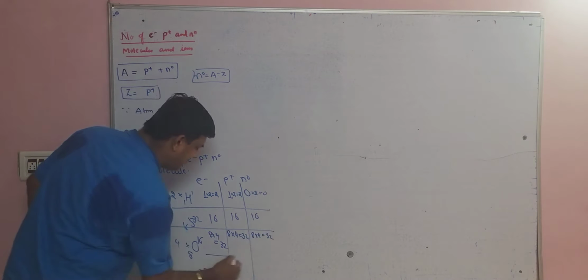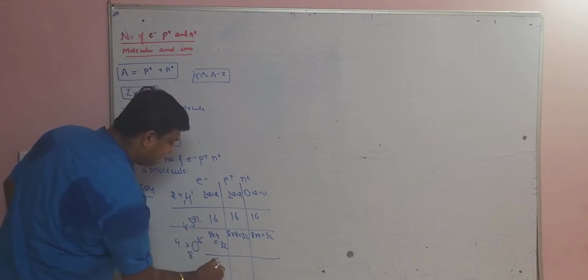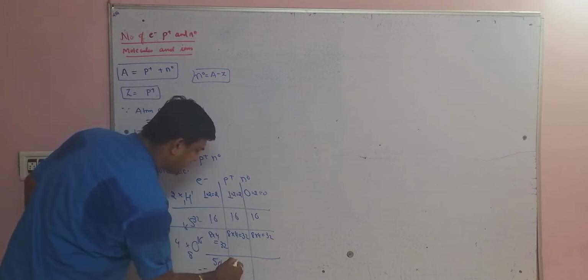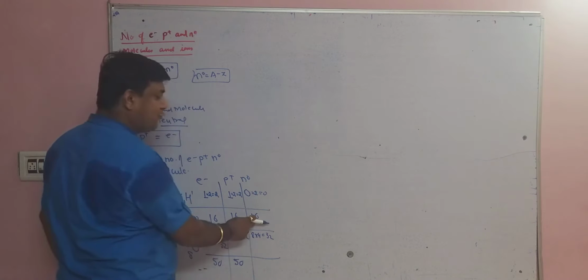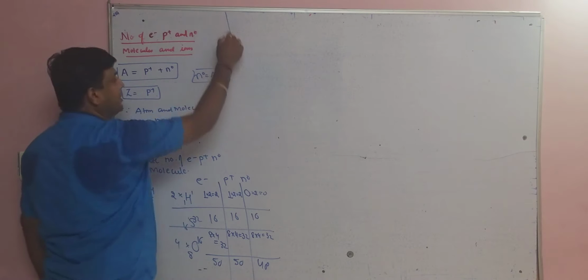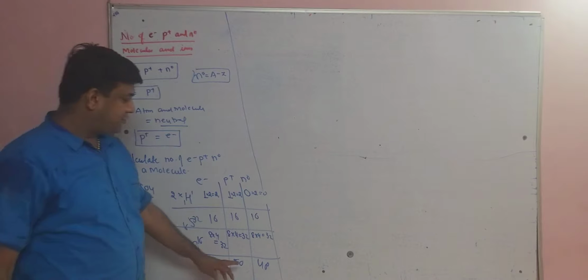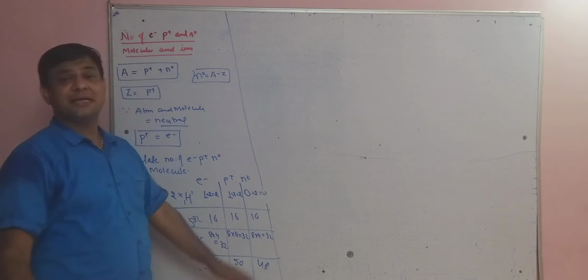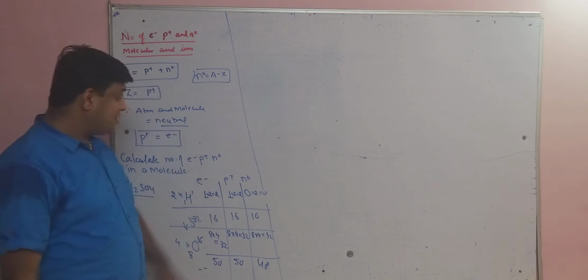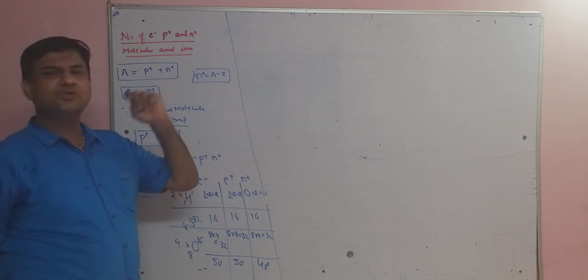If I add up, then what will happen? 32 plus 16 plus 2 is 50 electrons. 32, 16 and 2 is again 50 protons. But 32 and 16 is 48, and 0, so it is 48 neutrons. Means what? In the case of sulfuric acid, we have 50 electrons, 50 protons and 48 neutrons. Why are the neutrons less? It's a very clear picture: hydrogen doesn't have neutrons.